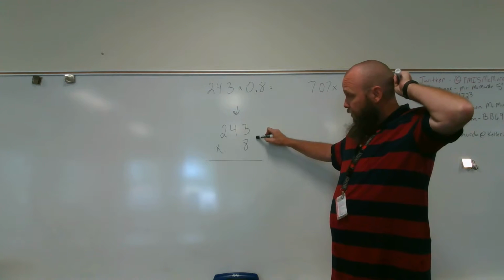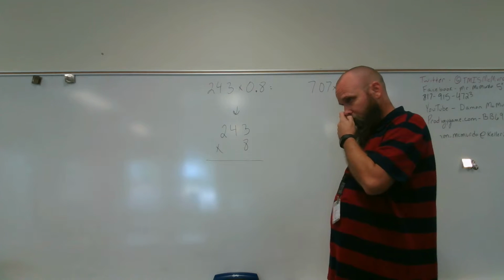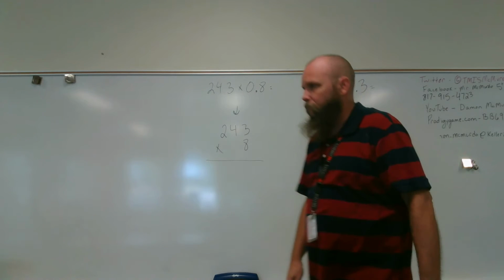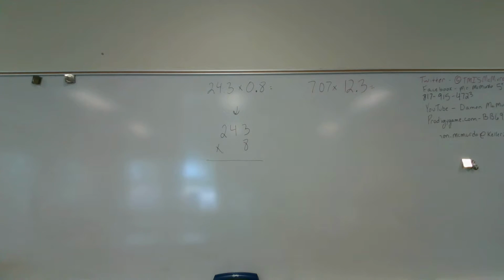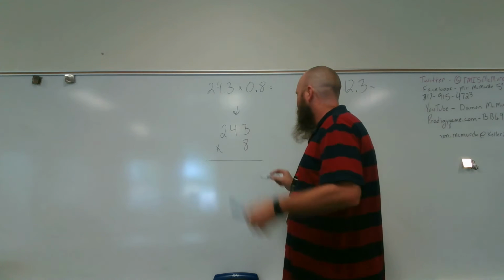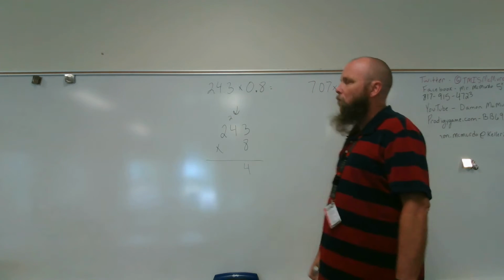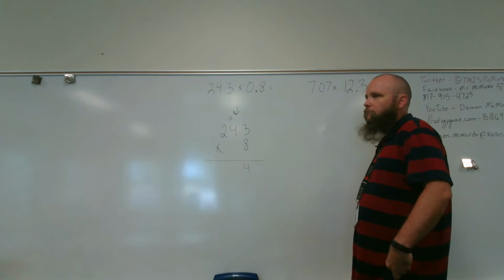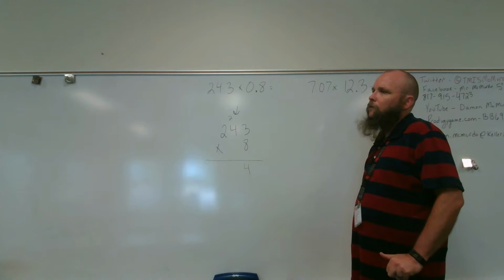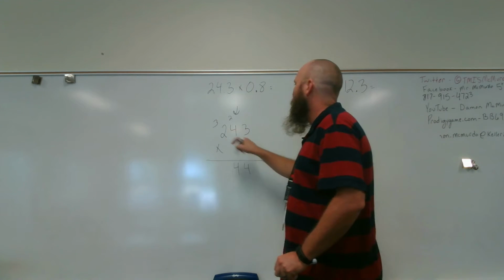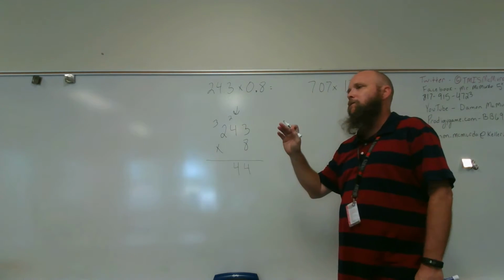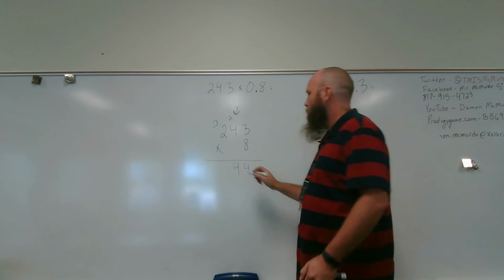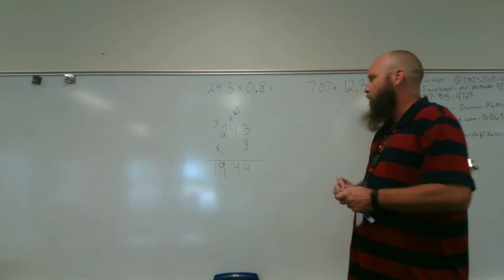So let's look. We have our two factors. Rhett, 8 times 3 is? 24. I put down my 4, carry my 2, because it's like I have 24 ones. So 2 tens and 4 ones. 8 times 4 is? 32. Plus 2 is 34. 8 times 2 is? 16. Plus 3 is 19. So our product is 1,944.